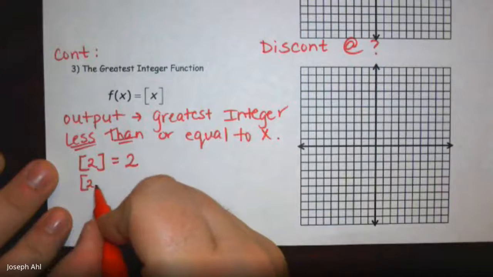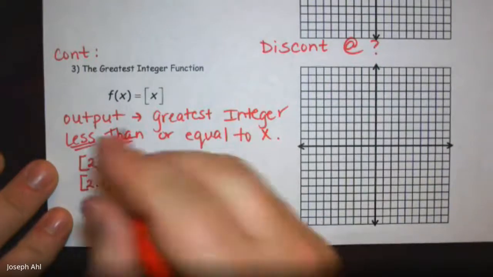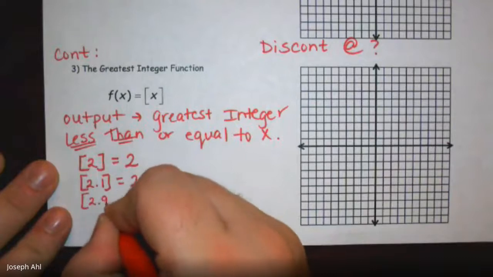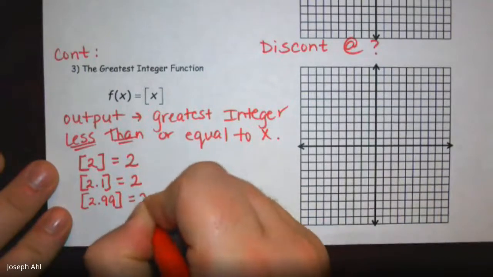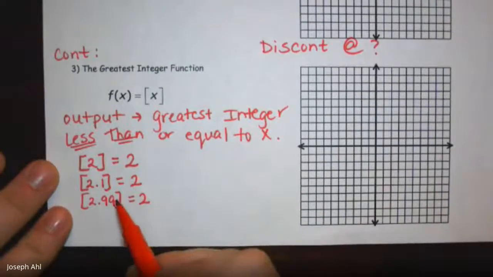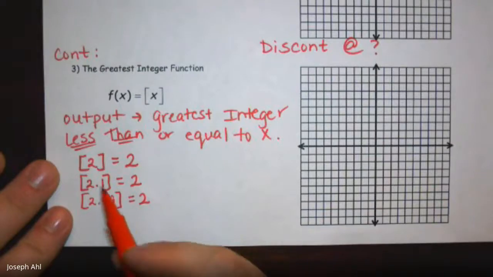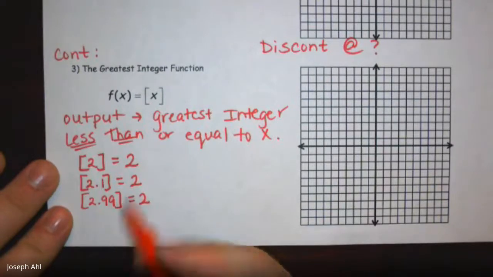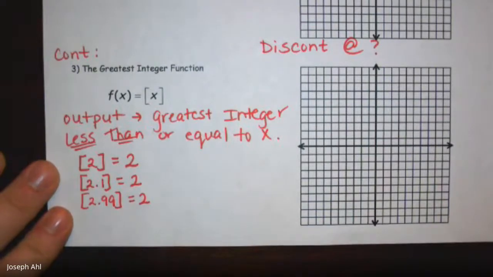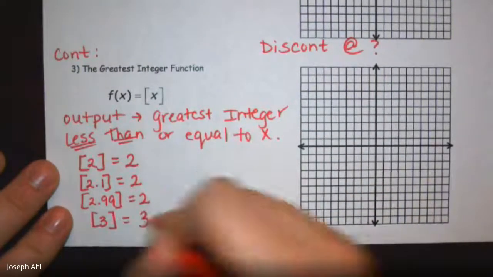If I plug in 2.1, the output is 2. If I plug in 2.99, the output is still 2. So this is not a rounding function by any means. This wouldn't necessarily round up. It always takes non-integers and rounds them down to the greatest integer less than what we subbed in. If I were to plug in 3, well, 3 is an integer, so the output would be 3.